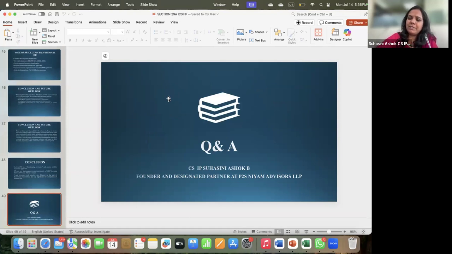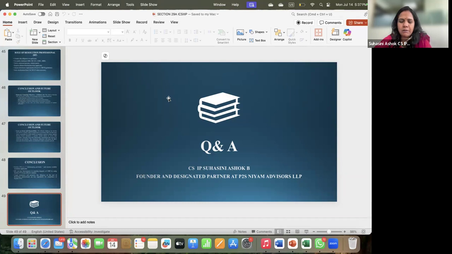So basically, I just touched upon how Section 29A has to be interpreted and, practically, what are the tools available to us, how we have to do the diligence, what are the available market sources for us to review this, and how the judiciary has interpreted Section 29A. All this we have just briefly dealt with.